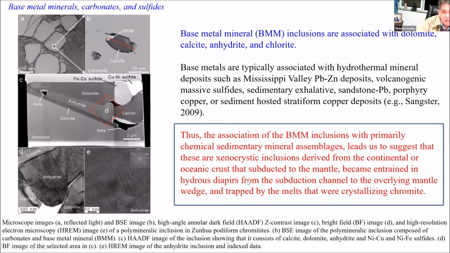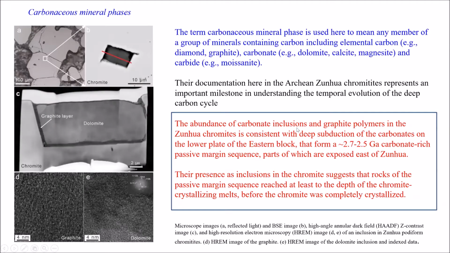We also have base metal mineral inclusions with dolomite, calcite, anhydrite, chlorite, and stuff like that. Base metals are typically associated with continental type Mississippi Valley type deposits or other types of things. They form in mineral deposits, very common. Then we have some really more interesting things, perhaps. We have carbonaceous mineral phase inclusions. We have dolomite, calcite, and we have different polymers of just graphite.